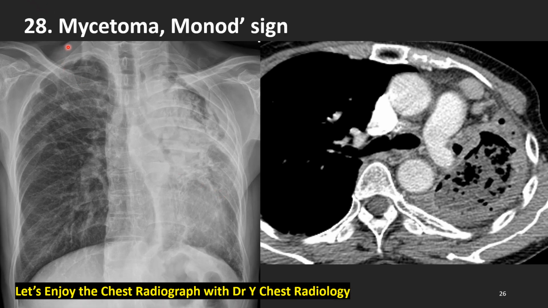We are also familiar with the name Mycetoma or fungus spore, like this spongiform lesion in the destroyed lung of tuberculosis, large cavity. Air is surrounding this area. In axial contrast CT, we see non-enhancing spongiform lesion here, and non-dependent portion is surrounded with air according to the gravity. This is Monod sign of mycetoma.